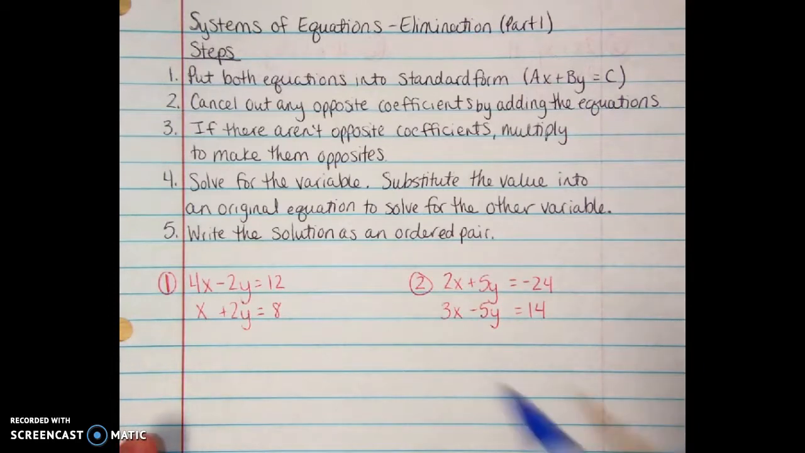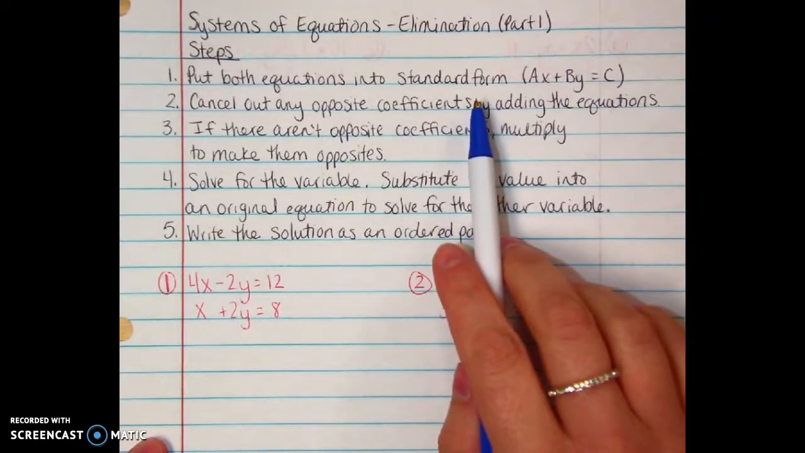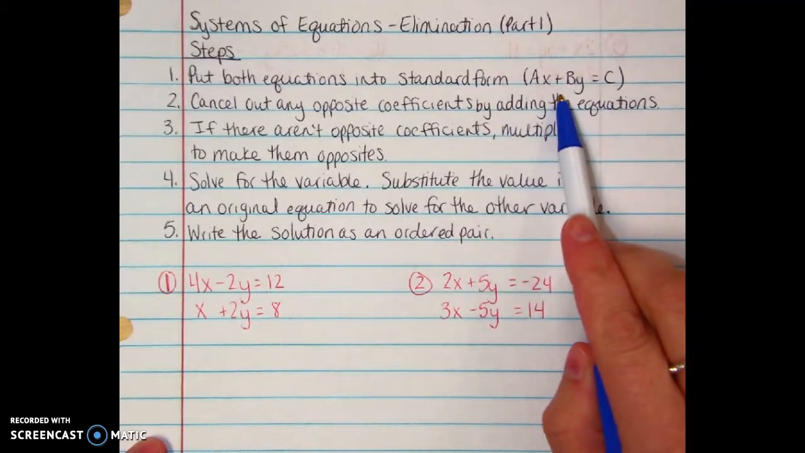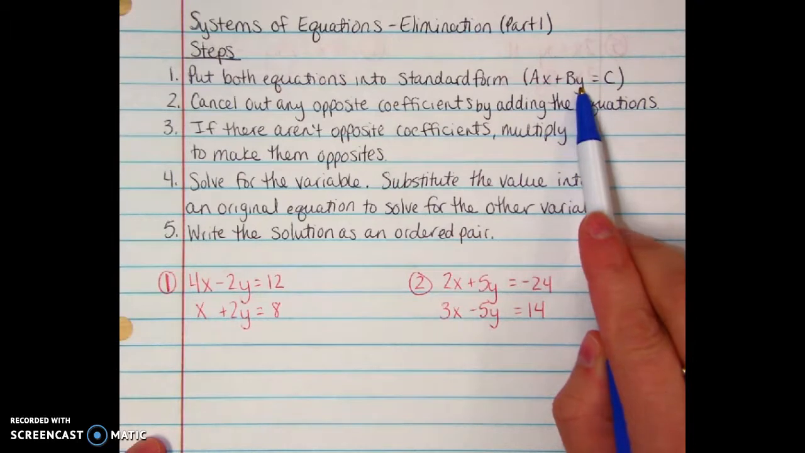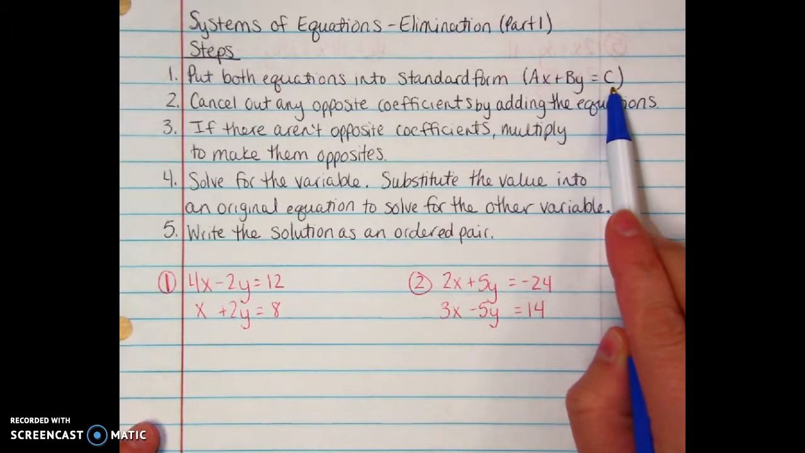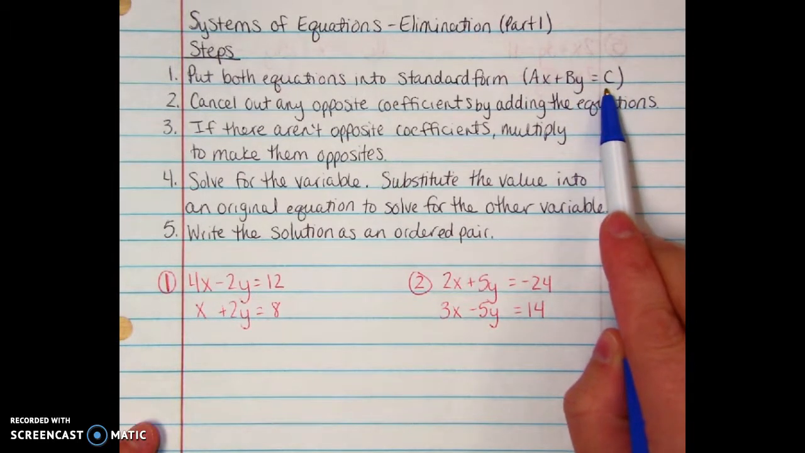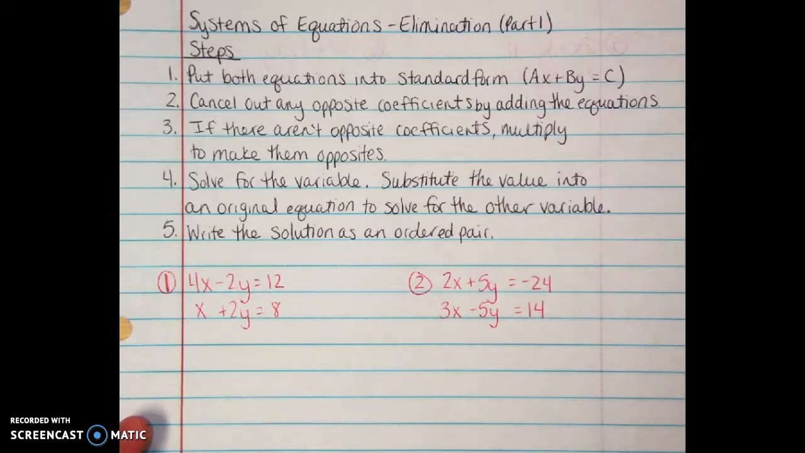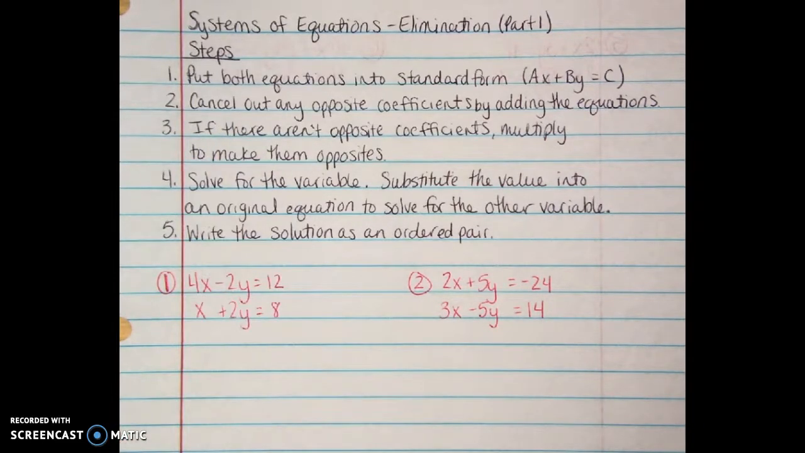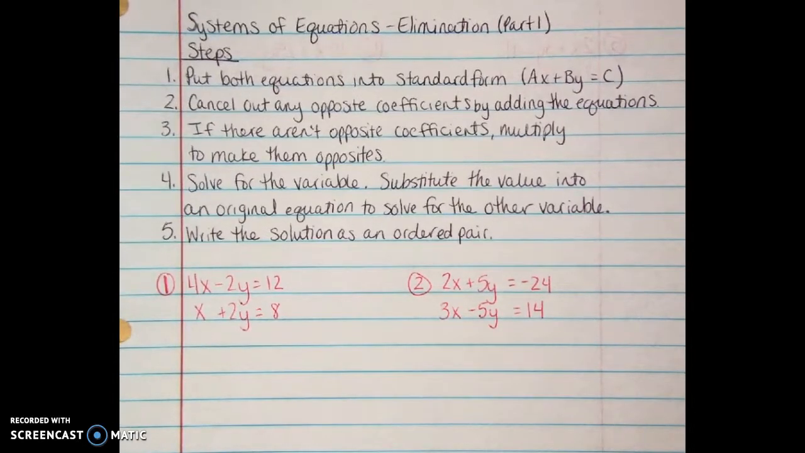Step one, put both equations into standard form. So this is standard form. Basically, you want the x and the y on the left side and the constant, or the c, on the other side. You need both of them set up that way. Number two, cancel out any opposite coefficients by adding the equations. And I will show you this in the examples down here.